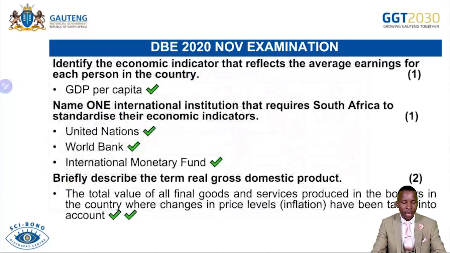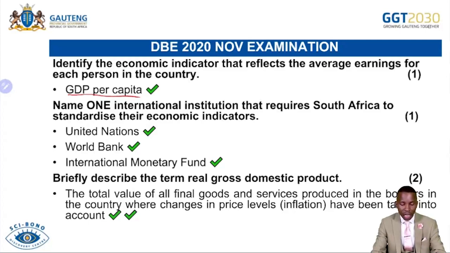Let's check our questions. Identify the economic indicator that reflects average earnings for each person in the country. It is given as GDP per capita, so you simply take it, it gives you 1 mark. Name one international institution that requires South Africa to standardize their economic indicators. It is not given in the data response, but because it is a general question, it is believed that you can get it correct. The United Nations, the World Bank, and the International Monetary Fund.